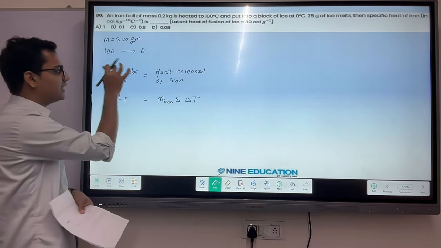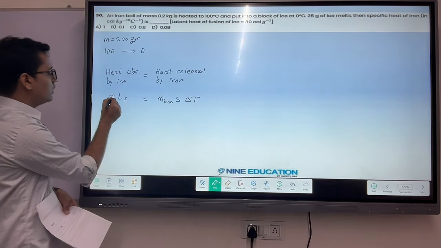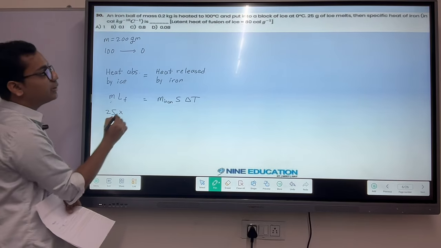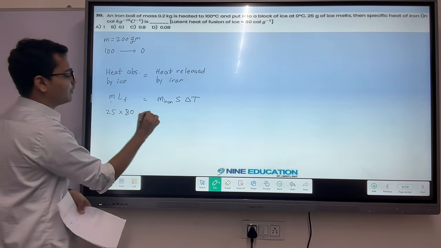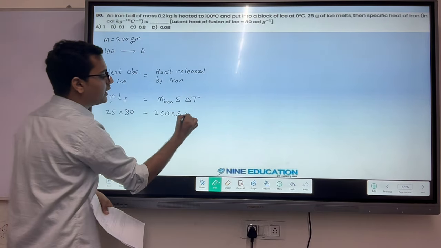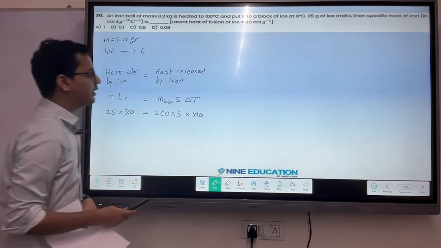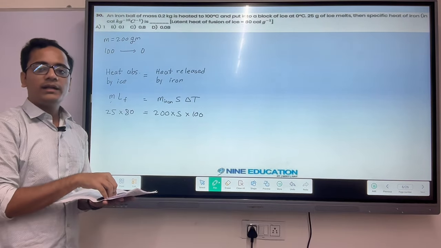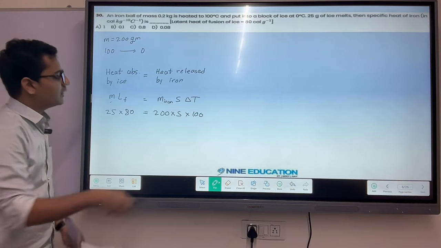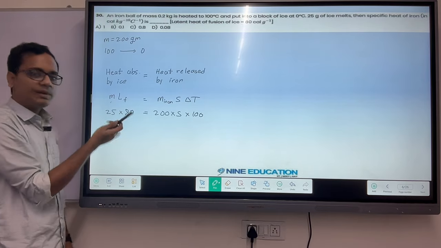There is no other system here, that's why I am able to write heat absorbed by ice is equal to heat released by iron block. Clear? How much ice is melting? 25 gram. What is the latent heat of fusion of ice? 80. That should be equal to the mass of iron, 200 gram, into specific heat into the change in temperature, 100. So basically the iron block kept on ice will go to 0 temperature, and then the ice and the iron block will be in equilibrium. Hence the iron block changes temperature by 100 degrees Celsius and some ice is melting.